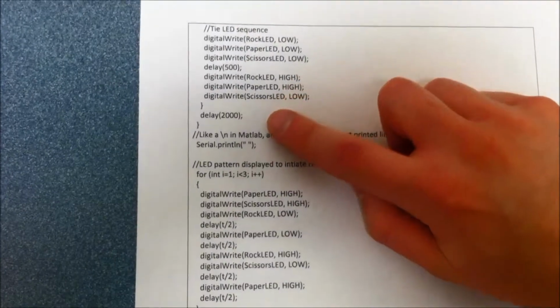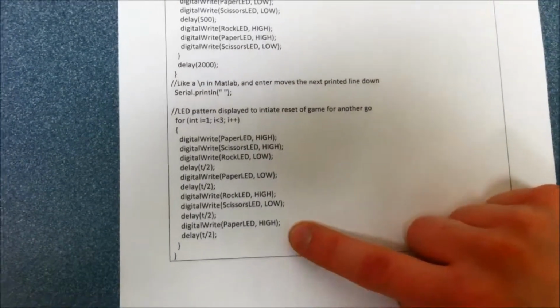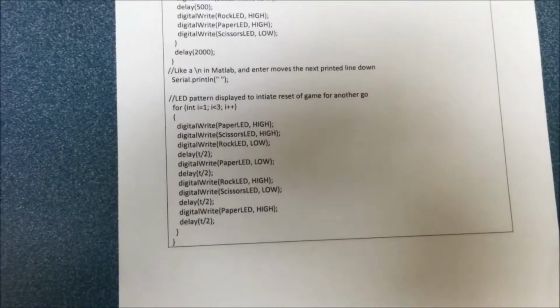At the end of each series of decisions, we delay it by 2 seconds in order to allow the player time to see who wins. Then we light up a shortened version of the opening LED sequence to signal the game resetting.